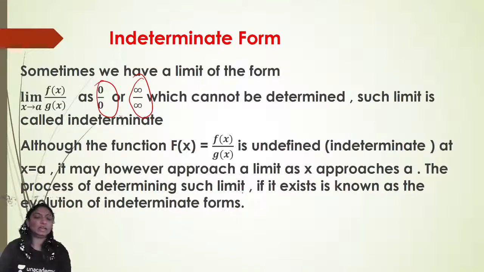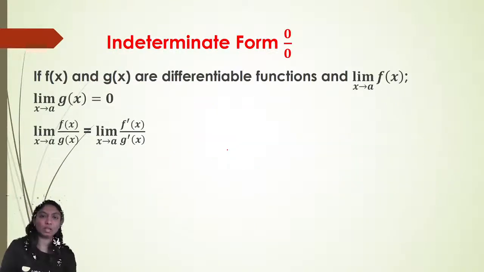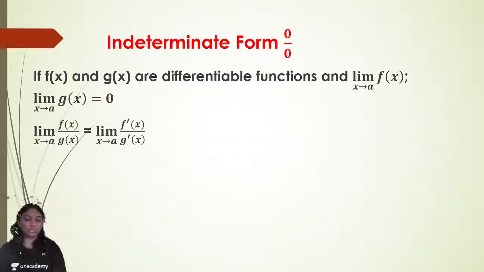Evaluation of indeterminate forms. Okay, how will we evaluate these indeterminate forms? Let's see one by one. See, the first indeterminate form is the 0 upon 0 form. So what is this 0 upon 0 form?